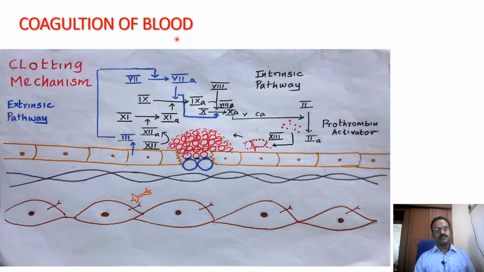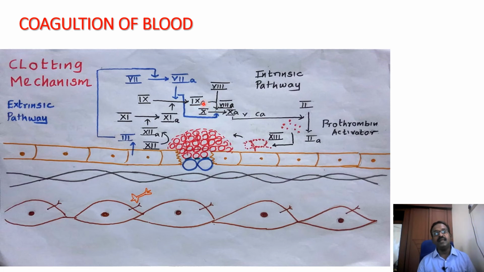Coagulation of blood, or the clotting mechanism, has two pathways, the intrinsic pathway and the extrinsic pathway. The intrinsic pathway starts with factor 12, the activation of factor 12 to 12A. The 12A activates 11 to 11A. The 11A activates 9 to 9A.